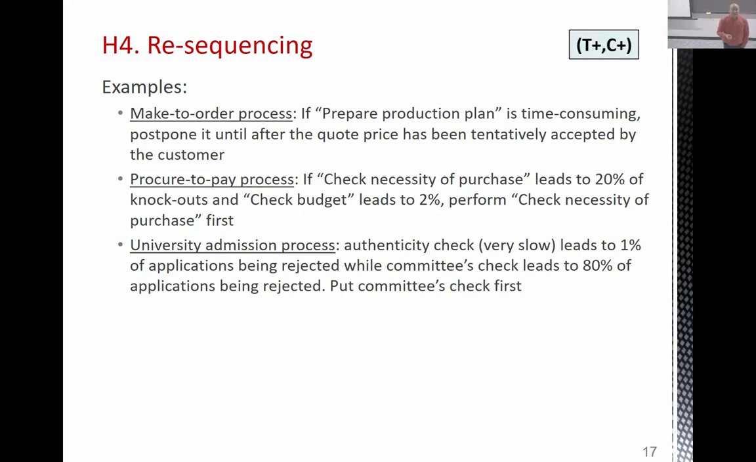So resequencing tasks when there are knockout checks in your process can improve your cycle time, and it can improve your cost for sure, because you only perform certain tasks when they are needed. And sometimes it can also improve your cycle times, because then you have less work to do. And if you have less work to do, there is lower resource utilization and lower waiting times.